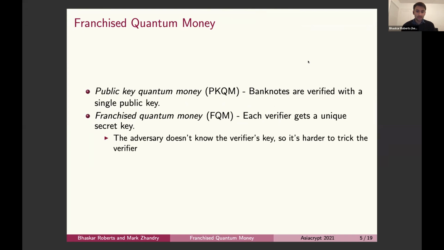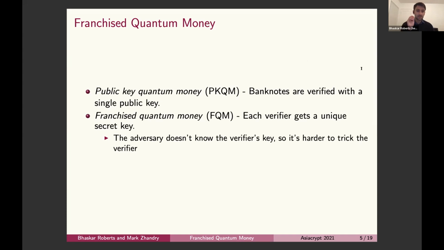So this work takes a slightly different approach. We'll define a new form of quantum money called franchised quantum money, which is weaker than public key quantum money and easier to construct, but it achieves the two properties that we care about, which are unclonability and local verification. Previously, public key quantum money was the only primitive that achieved those properties. So the fact that we can achieve this without needing public key is surprising.